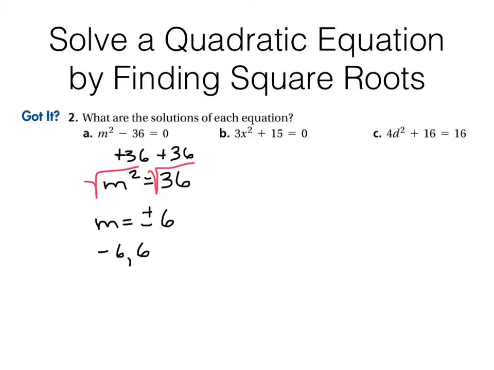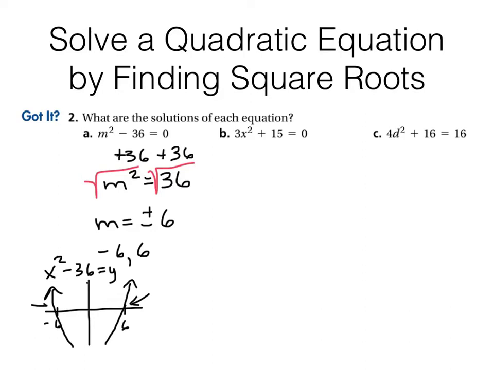If I was to make this x squared minus 36 equals y, you would see that it crosses the x-axis at positive and negative 6. In fact, you probably wouldn't even see the vertex because it's all the way down at negative 36, but you would see on your calculator that it crosses at positive 6 and negative 6. Let's try the next one. Start off by, again, isolating that x squared term, so subtract 15 from each side.